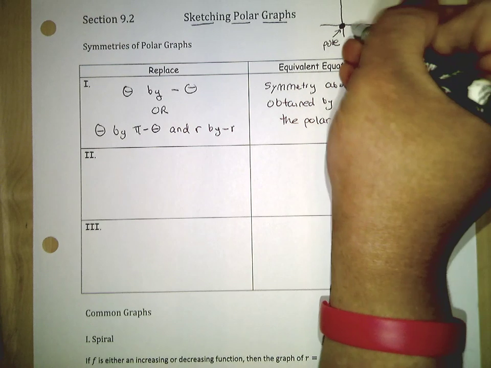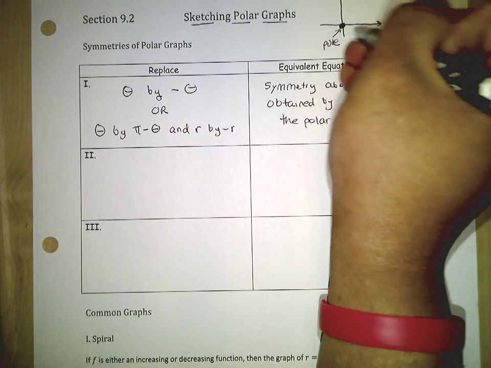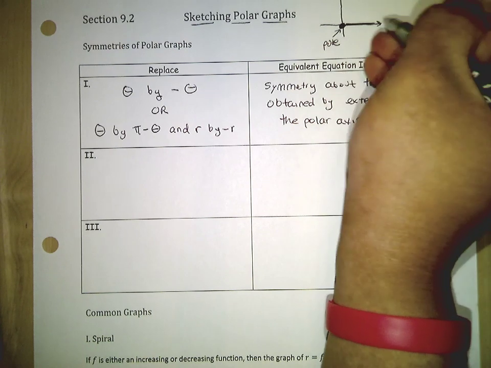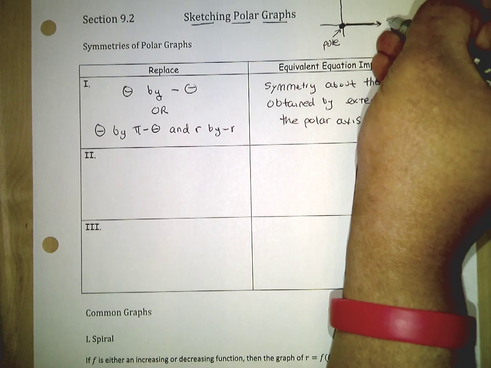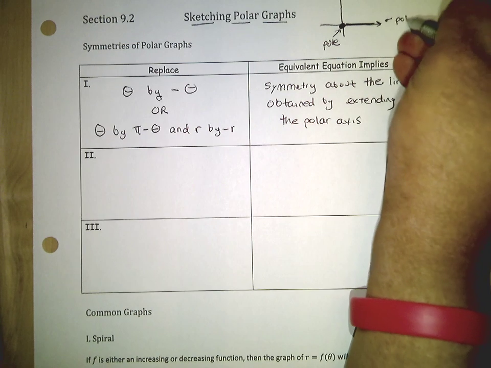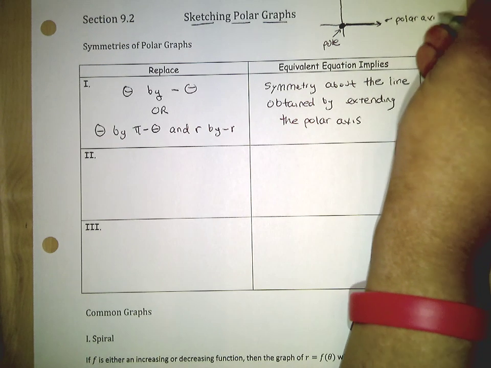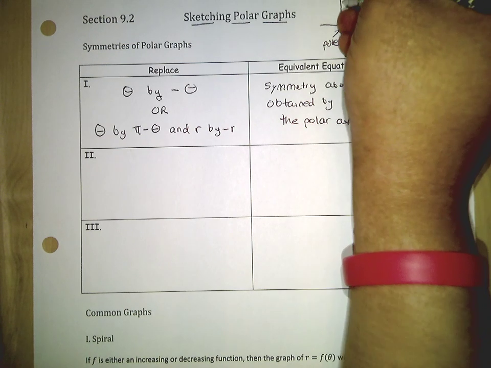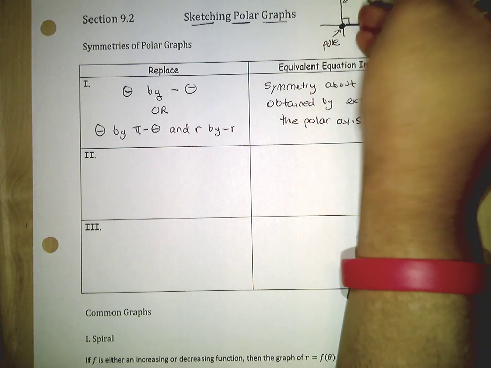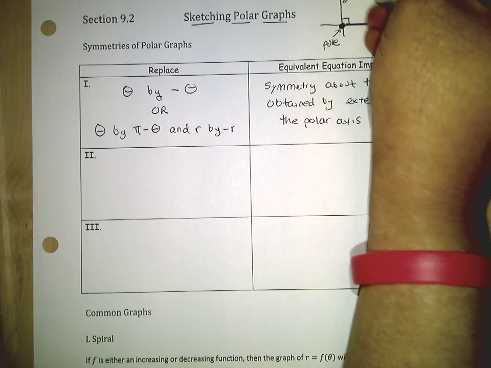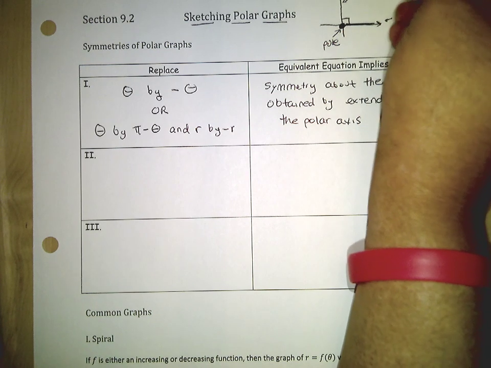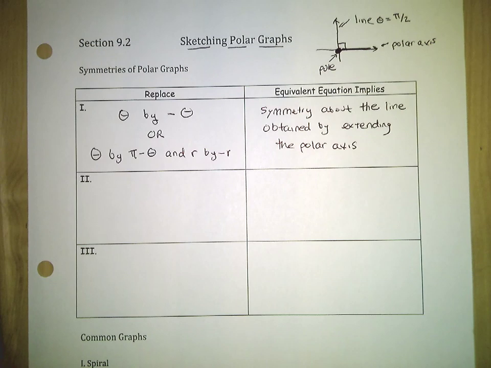So as a quick review here, here is the pole, and here is the polar axis, and then this would be at a right angle to the polar axis, the line theta equals pi over 2. So that's just a review of the general setup of what we're talking about here.